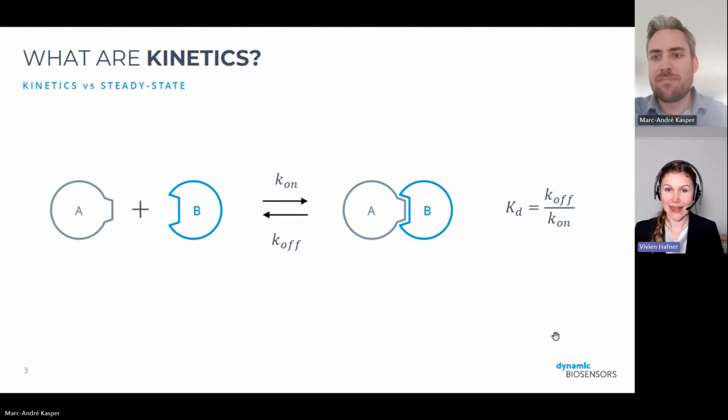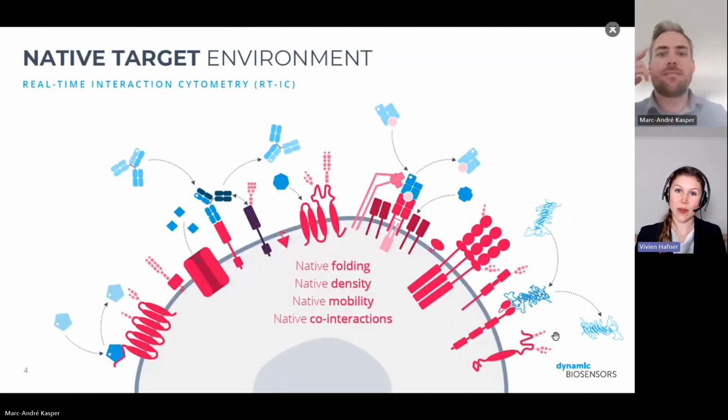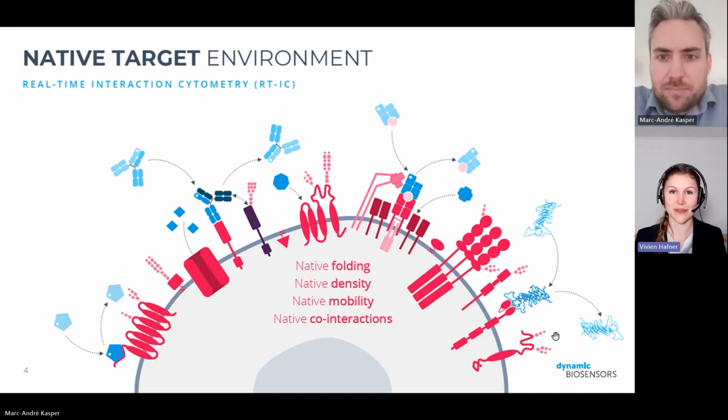So if we look at the next slide, the reason why we are looking at cells is, as you can see, the cell membrane is much more complex than if you look at an isolated ligand-analyte interaction. So you have all the co-interactions, you have the density of the proteins within the membrane, the proteins can move around in the membrane. So it's very important to look at interactions directly in this complex native environment.